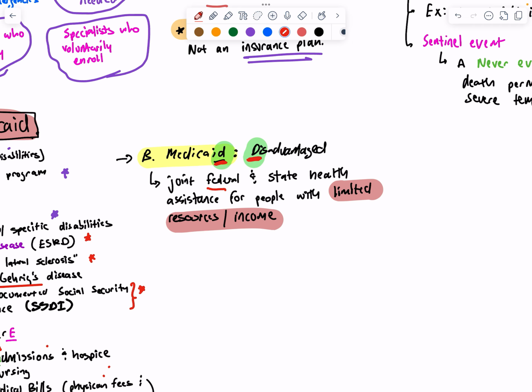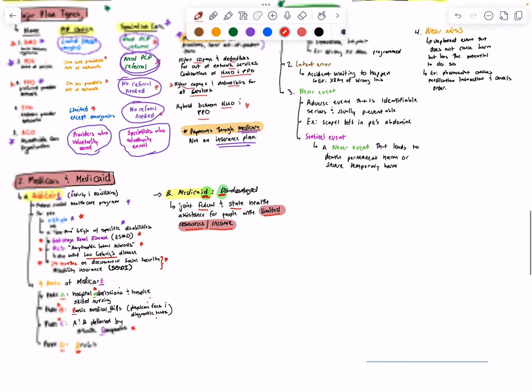All right, and then Medicaid with a D is for people who are disadvantaged. It's a joint federal and state health assistance program for people with limited resources or income. So D in Medicaid is for the disadvantaged.